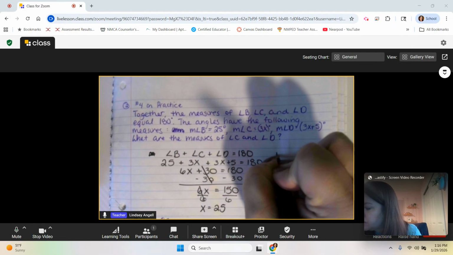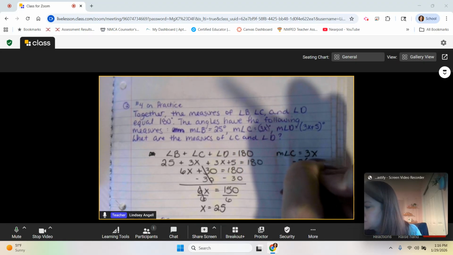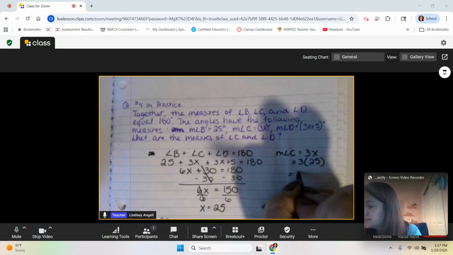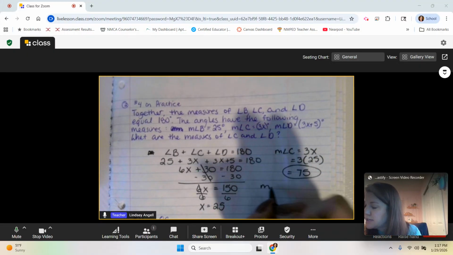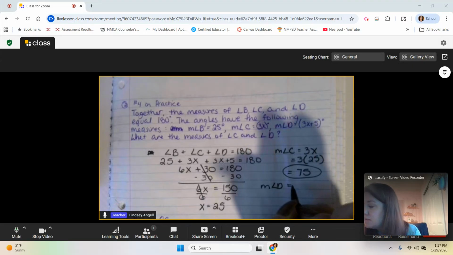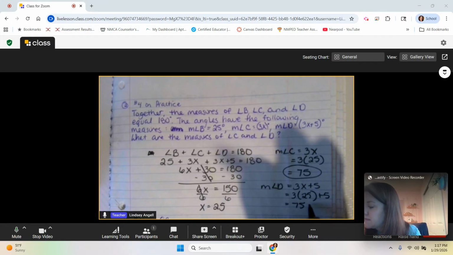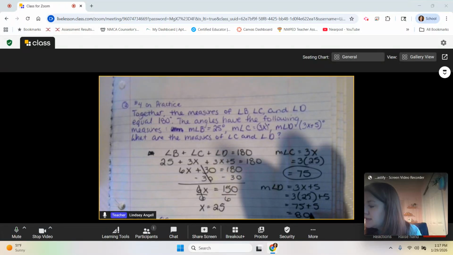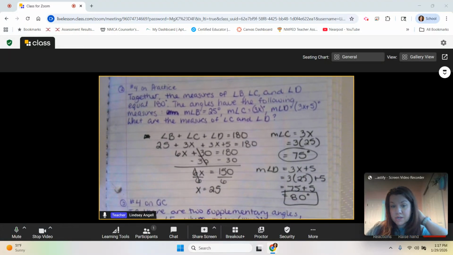So measure of angle C equals 3x. Well, that's 3 times 25 now, which is 75. Okay, so there's the measure of angle C. The measure of angle D, well, we could plug it in, but really we could just add 5 to this one, right? Because the measure of angle D was 3x plus 5. Well, 3 times 25, we already know that is equal to 75. And then plus 5 is 80. I should have put my degree symbol in there. So there's your two answers.